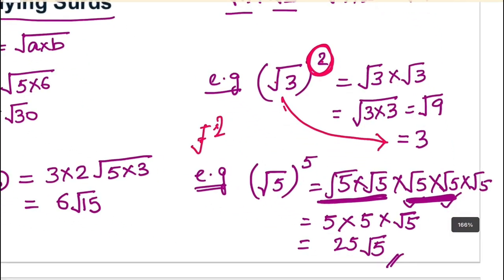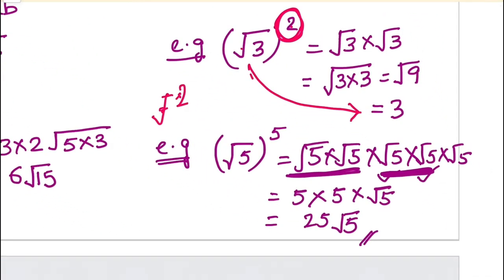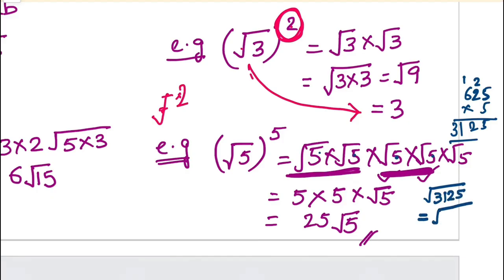Or another way of solving it, the basic way, could be: you will do square root of 5 times 5 is 25, times 5 is 125, times 5 is 625, times 5 gives 3125. Then with 3125, you will have to find the closest square number.